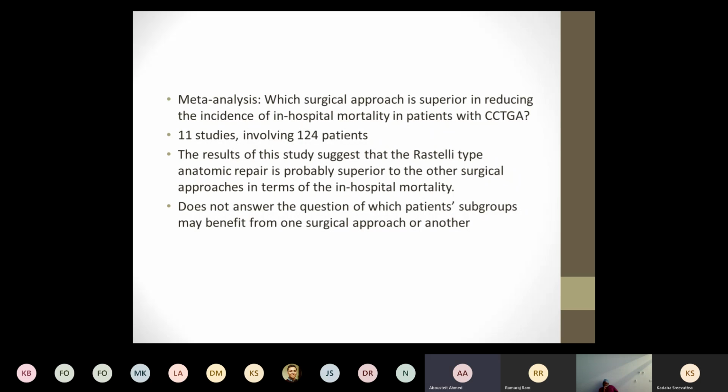They found that there were 69 patients who underwent anatomic repair, the Rastelli type. They had 25 patients who underwent the anatomic repair with the arterial switch, and 30 patients underwent physiological repair. They had 13 mortalities out of these 124 patients. They compared the different groups.